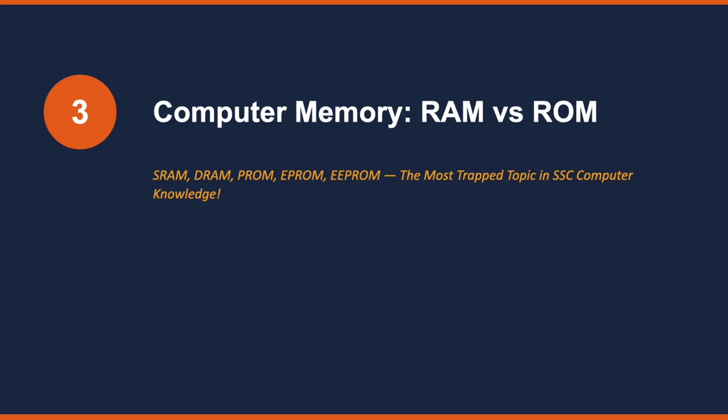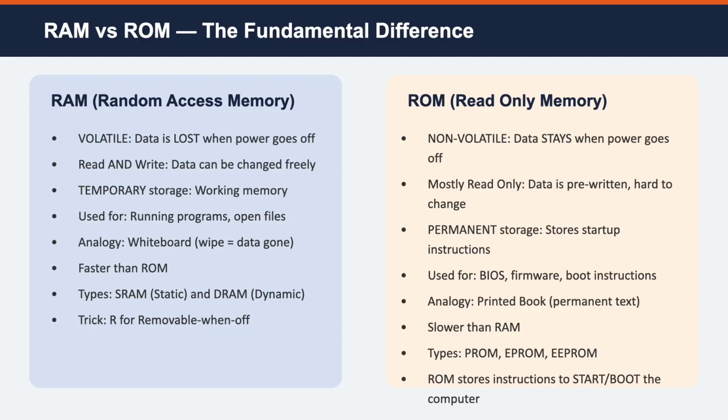Whiteboard equals RAM equals volatile. Data disappears when power is off. Printed book equals ROM equals non-volatile. Data remains even when power is off. Remember these two lines and the topic is already solved. Two column table. RAM: volatile, read and write, temporary, working memory, whiteboard analogy. SRAM, DRAM types. Look at the comparison on the screen.